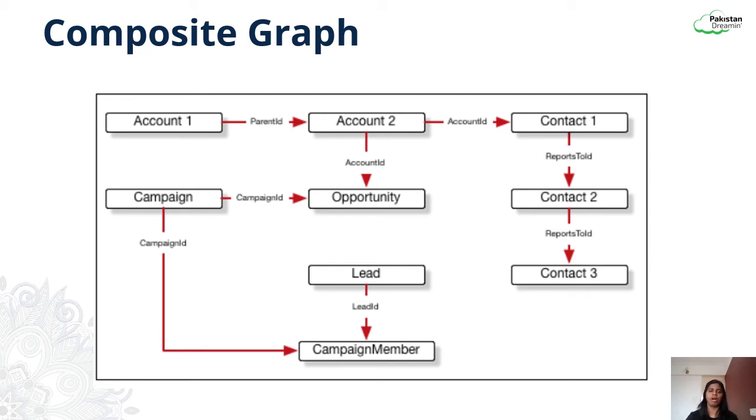So this kind of complex relationships, multiple relationships, we will be able to manipulate using the composite graph as a single API call. That is the advantage. Even though there are multiple CRUD operations we are doing, these are all considered as a single API call. Let us move on to the next slide.